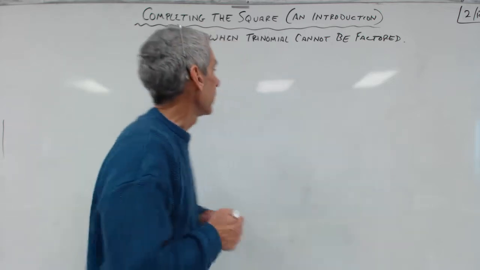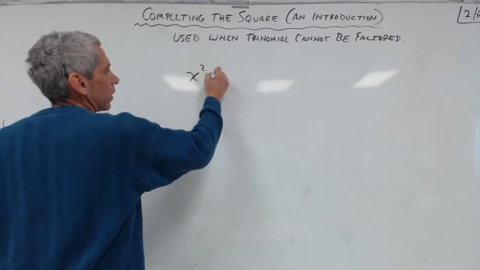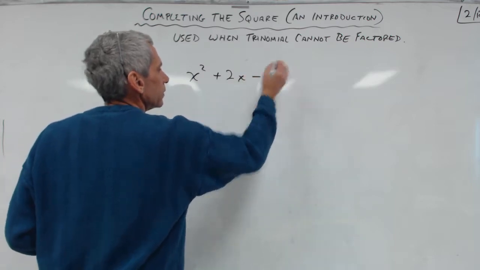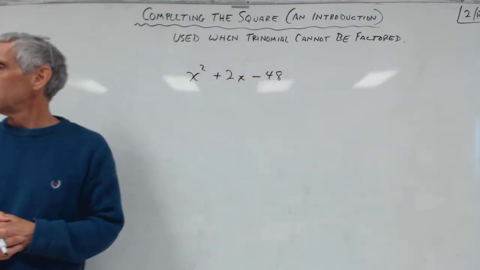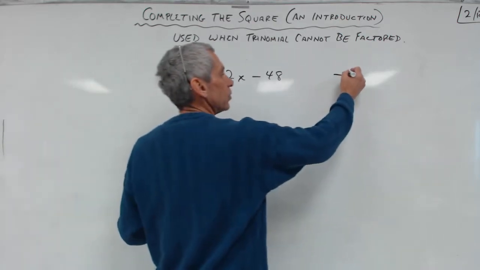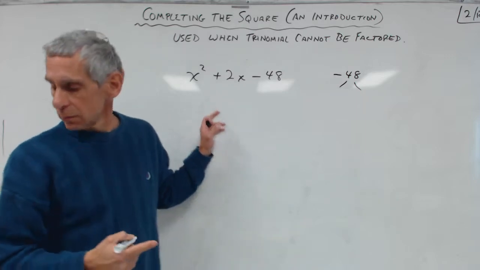Yep. Where I gave you stuff like x squared plus 2x minus 48. How would I factor that? You would do the over thing, symmetry. Factors of C that add to B.